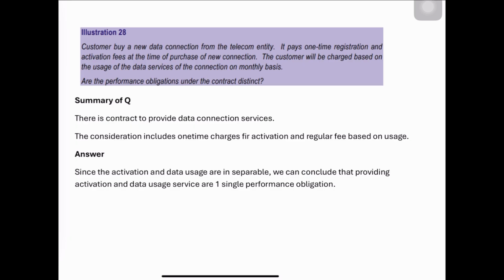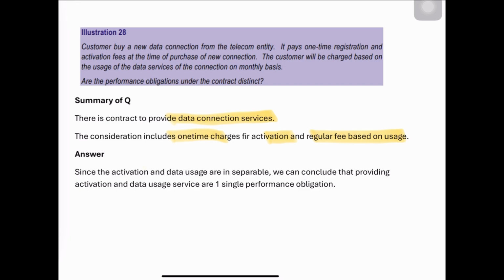Then we'll go through the next illustration 28. Here the summary of the question is: there is a contract to provide data connection services, and the consideration includes one-time charges for activation and a regular fee based on usage.